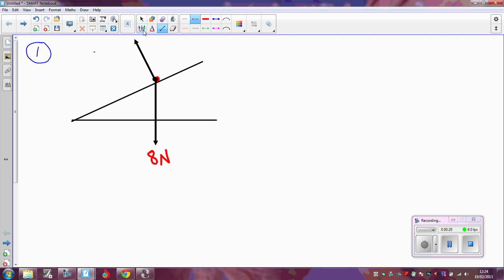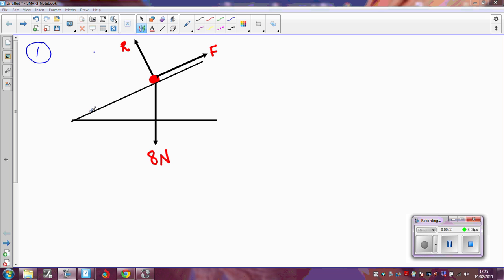right angles to the slope. I don't know what that is at the moment, so I'm just going to call it R. And as there are no other forces acting, it must be the case that the frictional force is acting up the slope. Because if that frictional force wasn't there, then the book would go sliding down the slope. Now, we don't know whether it's in limiting equilibrium, so I'm just going to call the frictional force F. And I don't know whether it's limiting or not, so I'm just going to leave it at that for now.